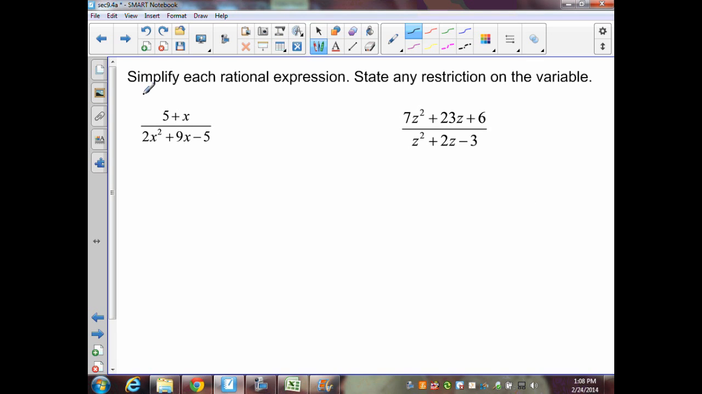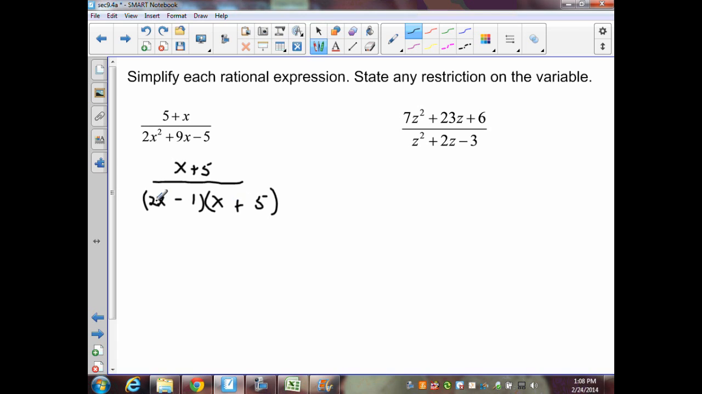Here, I want to simplify my expression. Again, state the restrictions. To state the restrictions, I need to factor first. So on the top, I'm going to rewrite this by using the commutative property, which is x plus 5. And I'll factor the denominator into the product of two binomials. Here, 2x and x. And that will be 1 and 5. And that will be minus, plus.